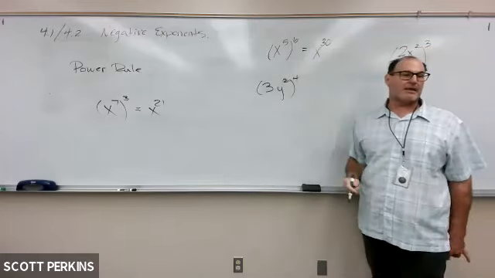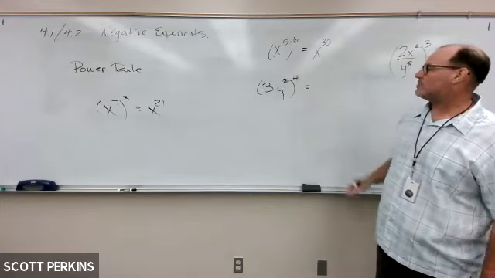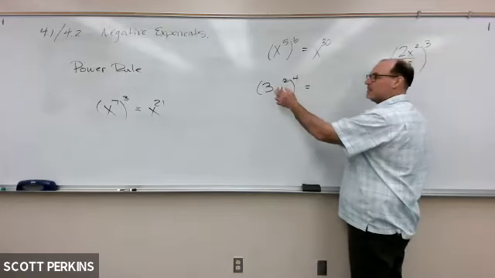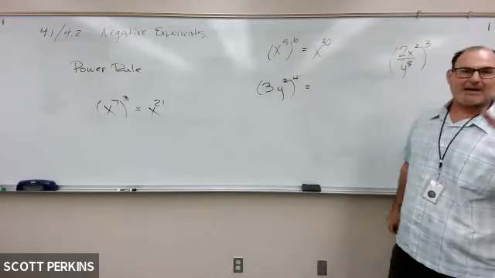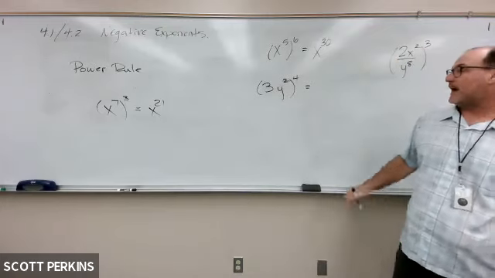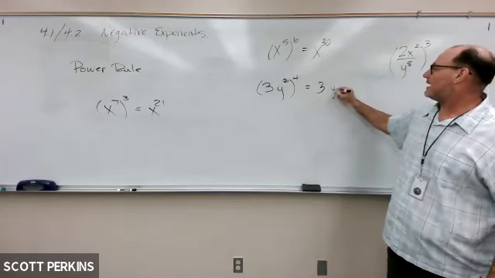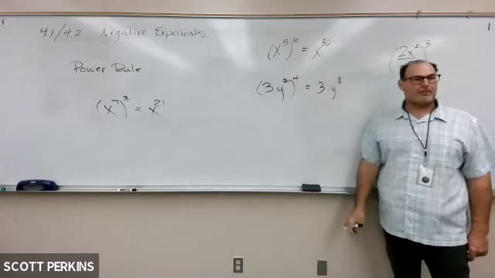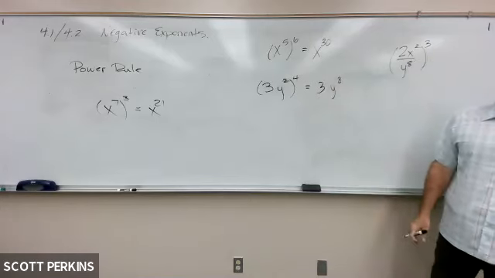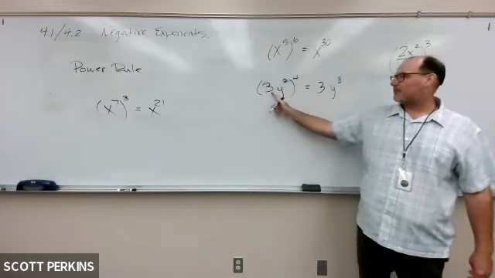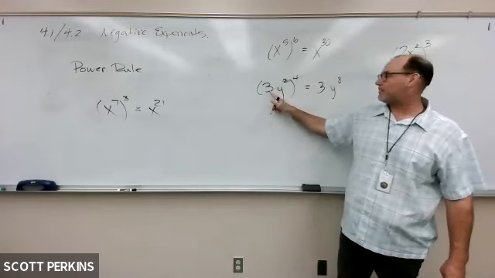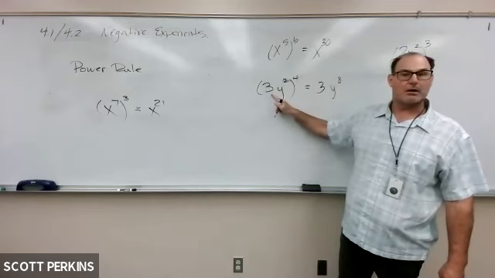This problem right here, I wanted to do because I don't want you to forget that we have two things being multiplied in here. Most common mistake, I'm guessing that half, if not more of you, wrote the following down: 3y to the eighth. If you wrote down 3y to the eighth, you are almost right. You've done half the problem. You've taken care of the y. But don't forget that the 3 has an exponent. What's the exponent on the 3 as it appears right here?